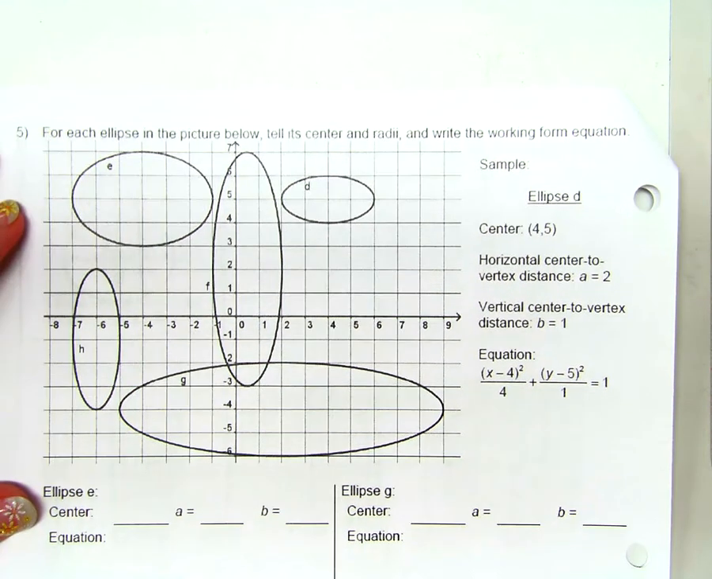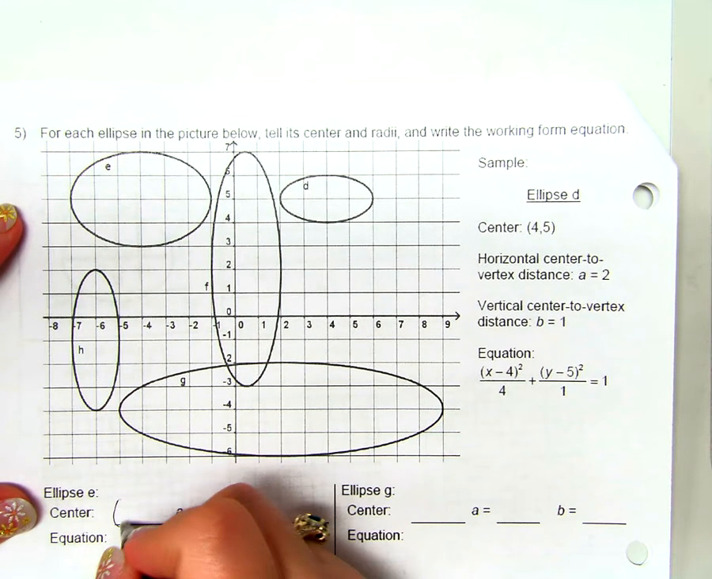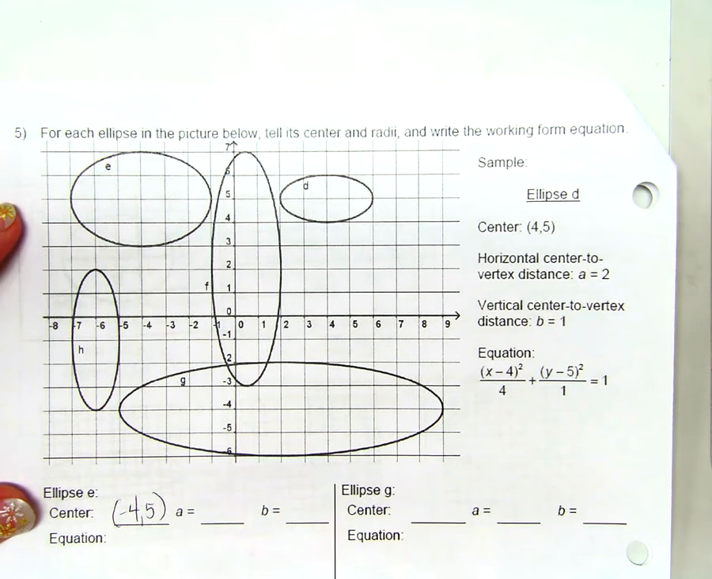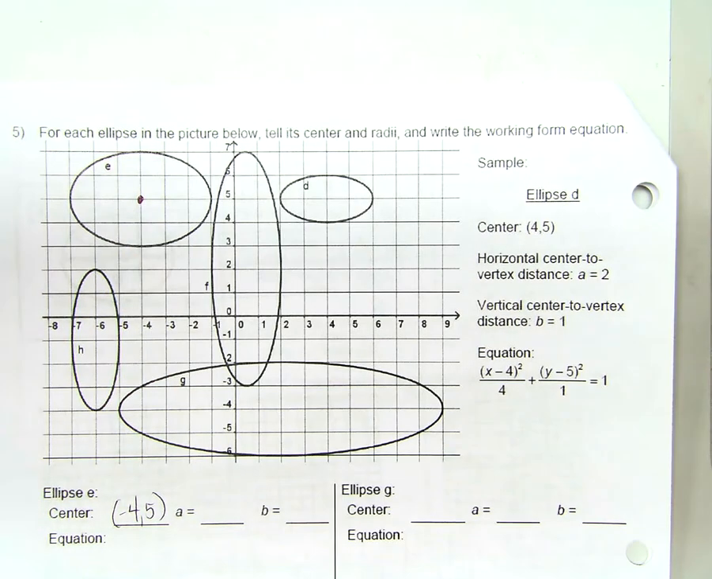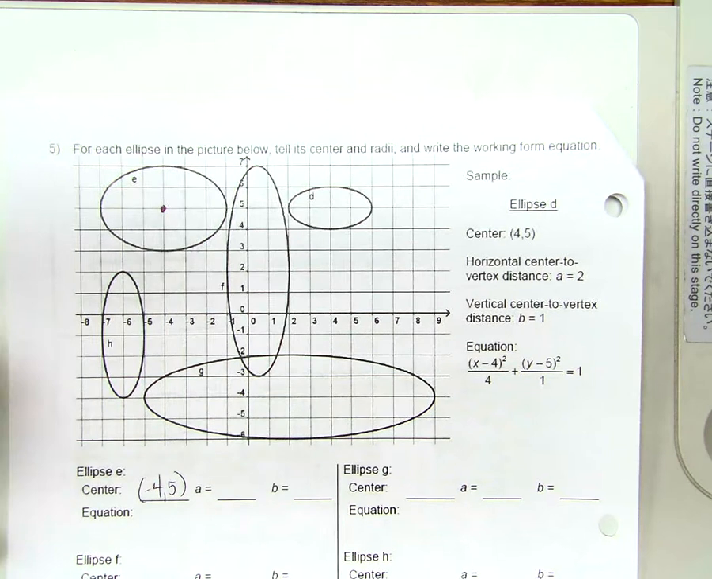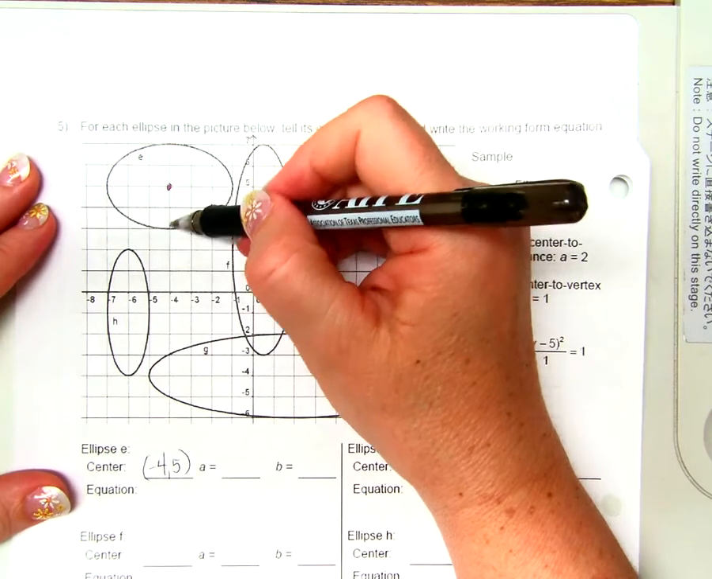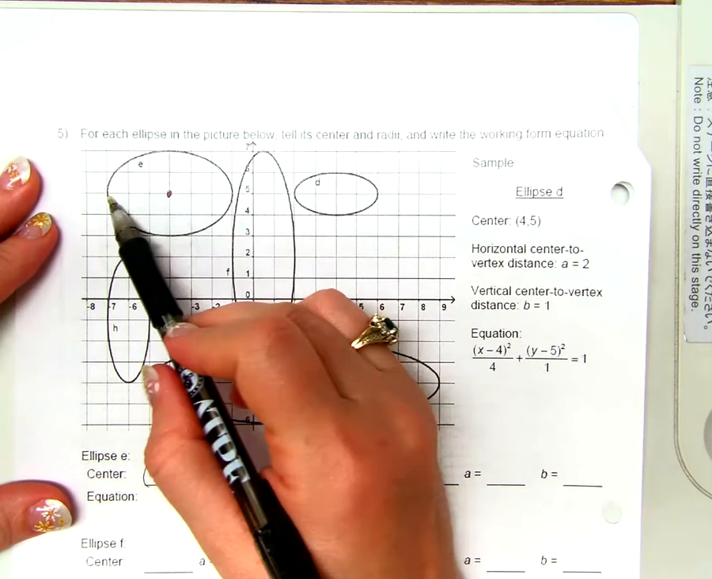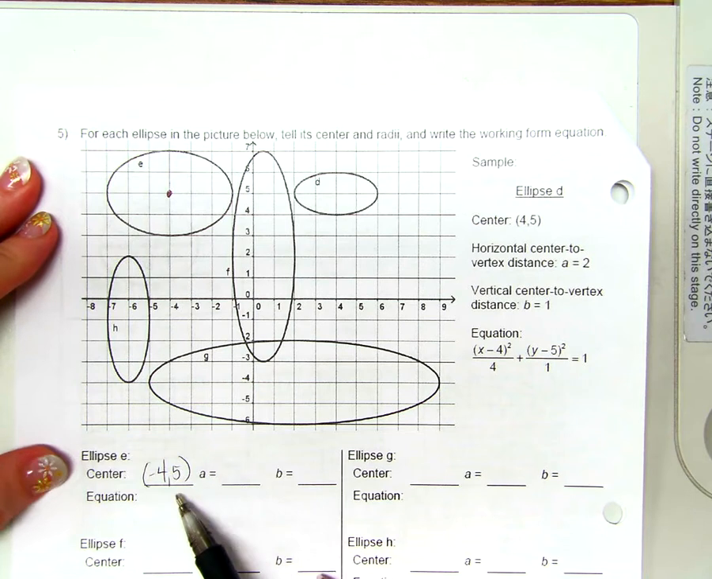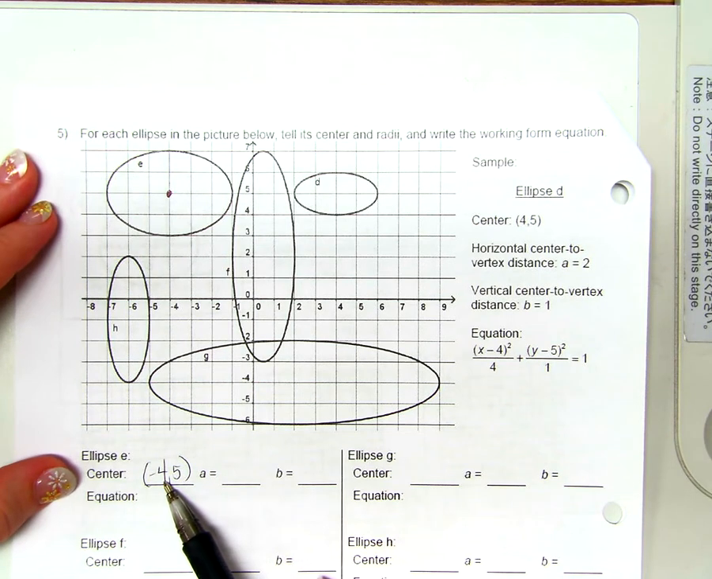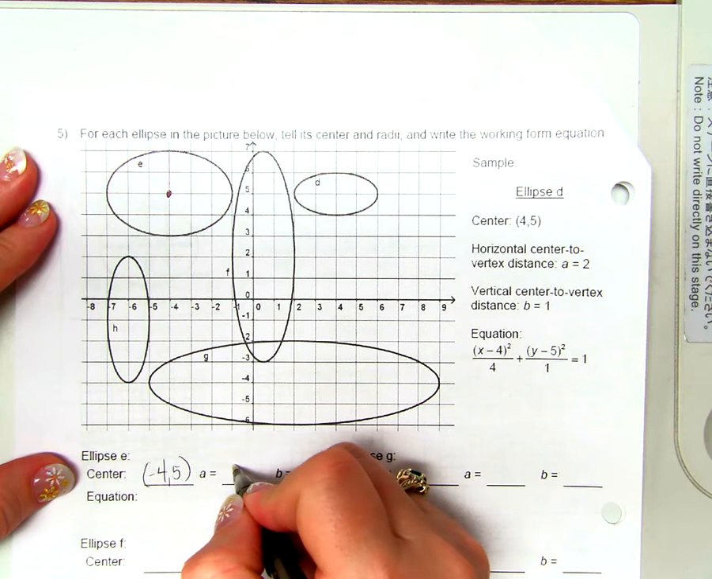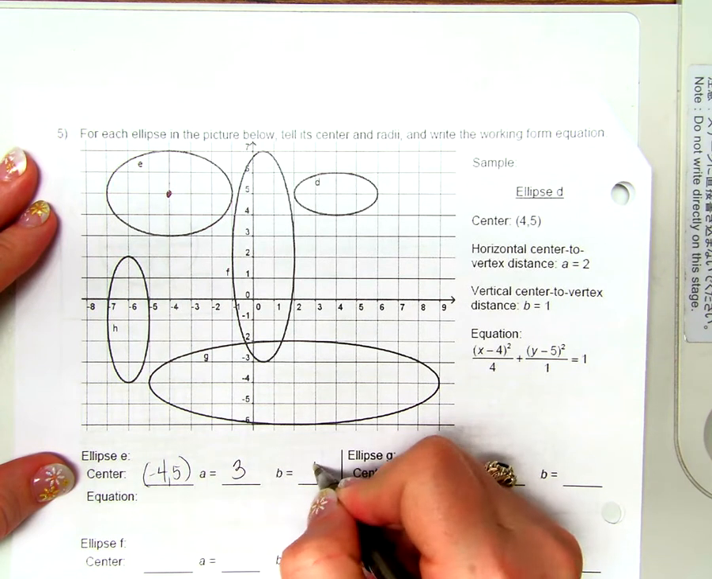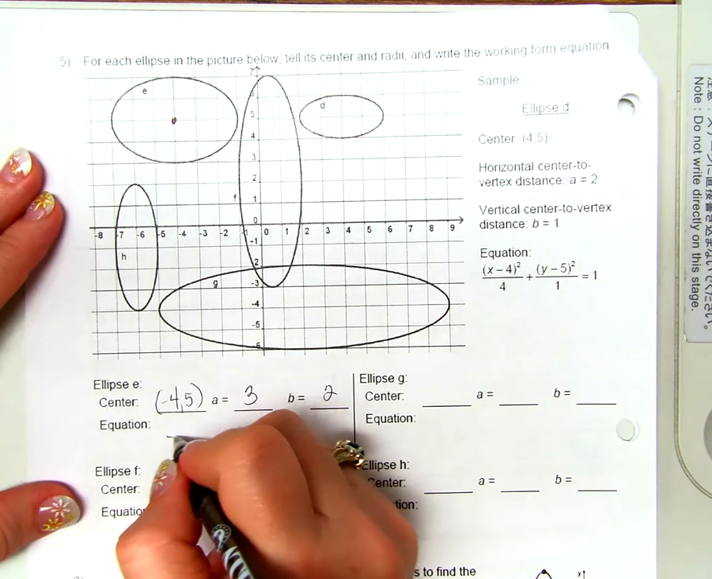Ellipse E. Negative 4 what? What's your proof that the center is at negative 4, 5? Oh, okay, because you can go the same distance up and down and the same distance left and right. Not only is that proof of my center, what else does that tell me? A and B, doesn't it? Yeah, what's A? 3. And what's B? 2. So what's my equation?